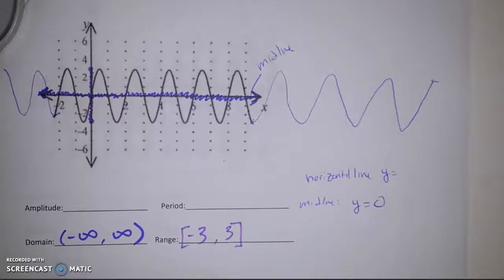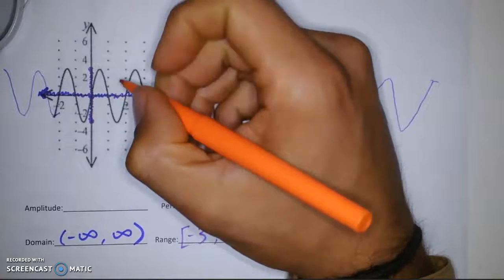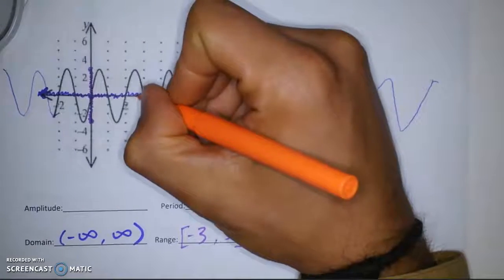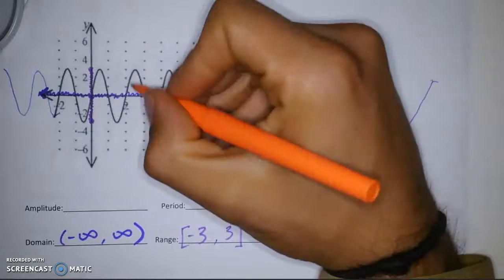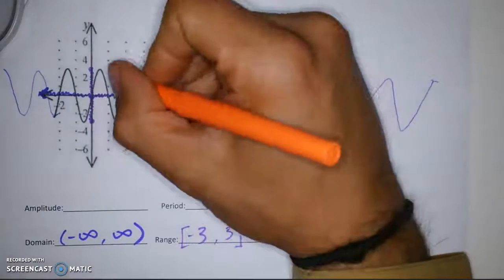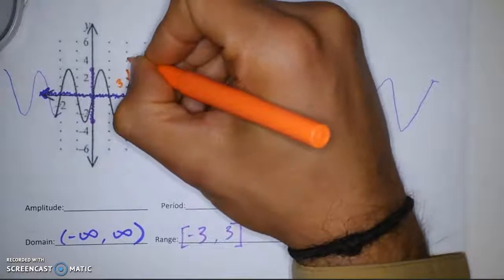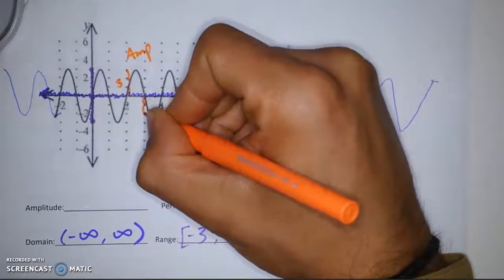Now for our amplitude. Does anyone think they can tell me what our amplitude is going to be for this graph? Like what Zion said, essentially for our amplitude, we need to look at how far we go from our midline up to the top of our graph, which is up 1, 2, 3. That is our amplitude. And we can check that by going down as well. 1, 2, 3.